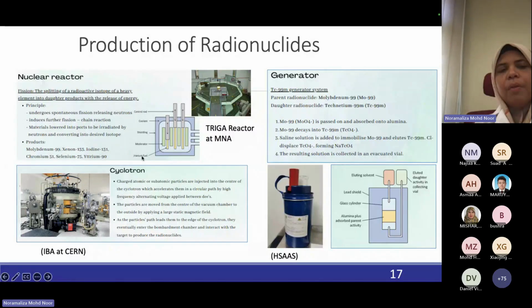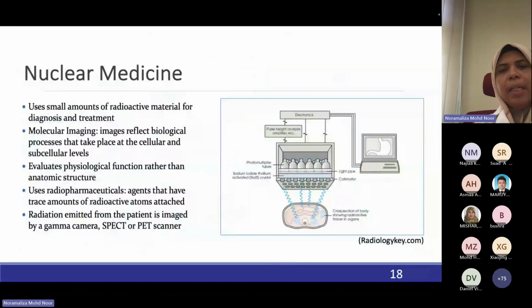And then we also have the cyclotron in Malaysia, which we use to produce fluorine-18 FDG, which is used in the PET CT scan. So these are the 3 methods that we use to produce the unstable radionuclides to be used in medicine.